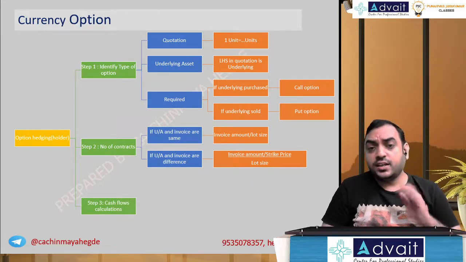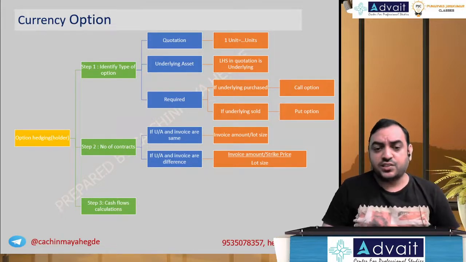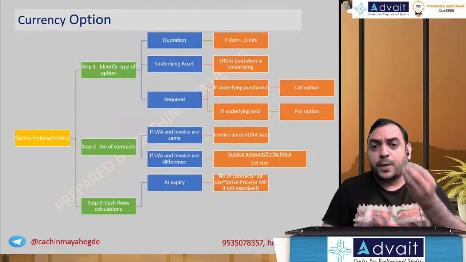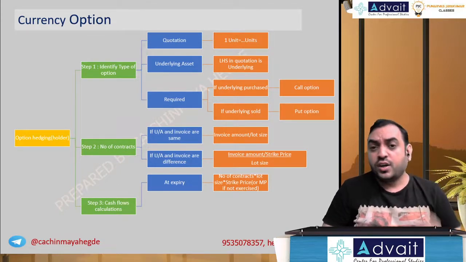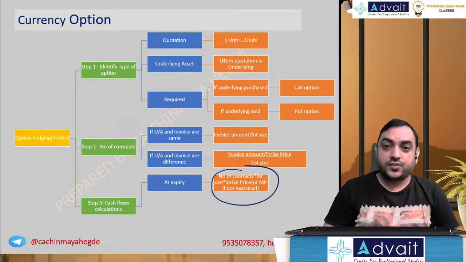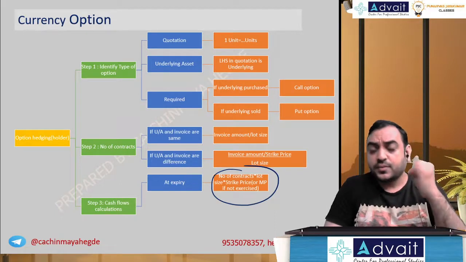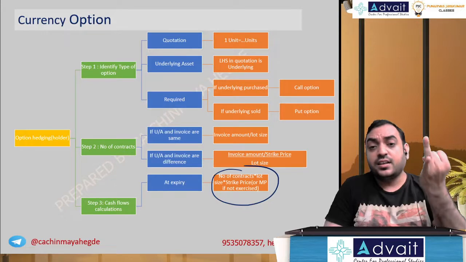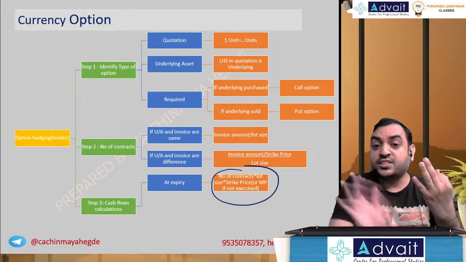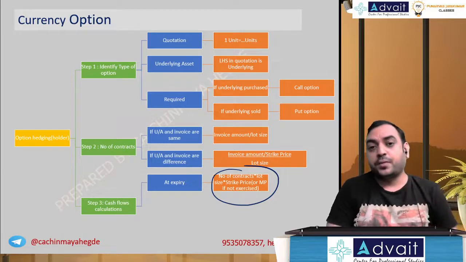And then you'll have cash flow calculations. What are the cash flow calculations? On expiry, you will compute the cash flow. How? Number of contracts into lot size into strike price. Number of contracts, 10 contracts. Each contract 1,000 units, into 1,000 multiplied by strike price. You will never divide by strike price. Always multiply by strike price.